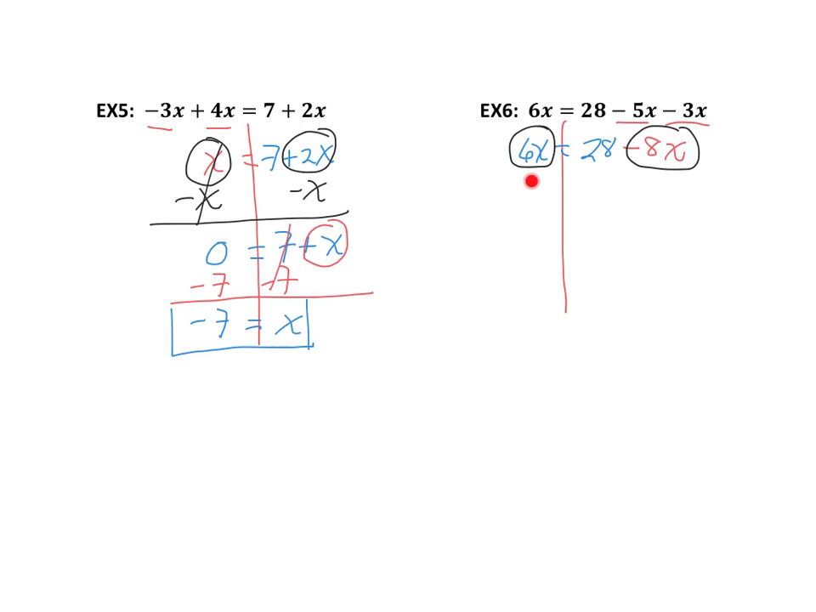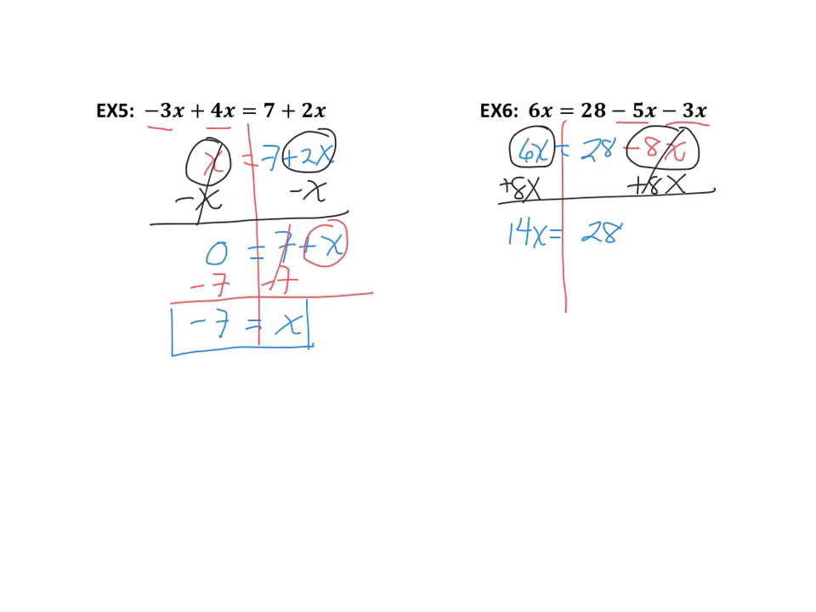Out of 6x and negative 8x, the negative 8x is smaller because it's negative. Negatives are always smaller than positives. So the opposite of minus 8x is a positive 8x. So I'm going to add 8x to both sides. 6x plus 8x is 14x equals, and then bring down the 28.